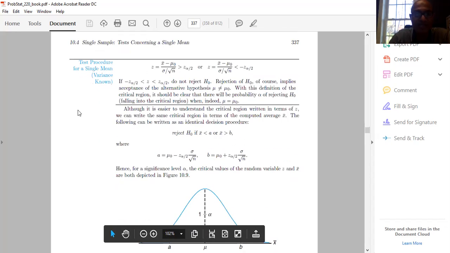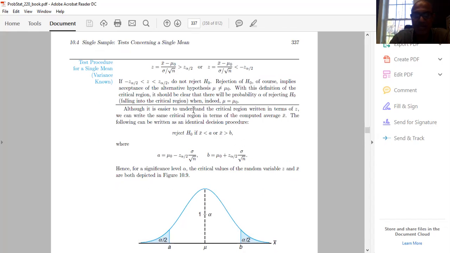You can see here the test procedure for a single mean, variance known: z greater than or equal to z alpha by 2, and z less than negative z alpha by 2. That means your z value lies between this interval, and again, whenever your z value lies between negative z alpha by 2 and z alpha by 2, do not reject H0.